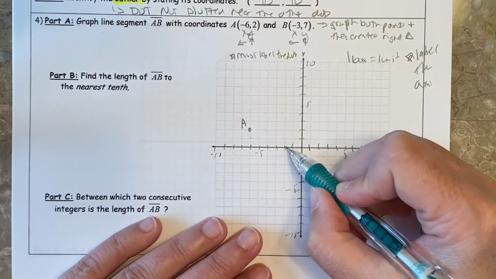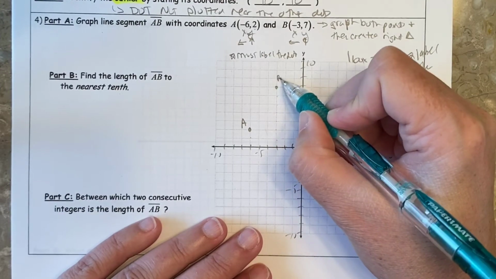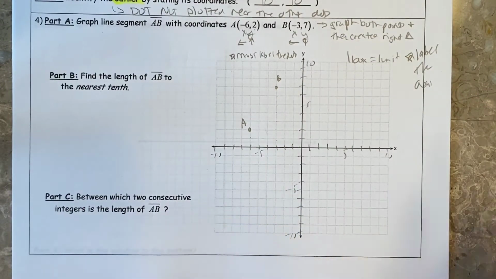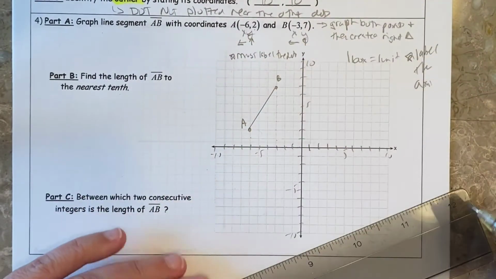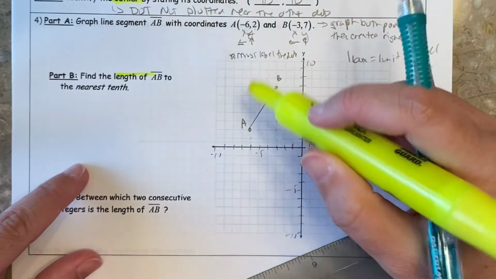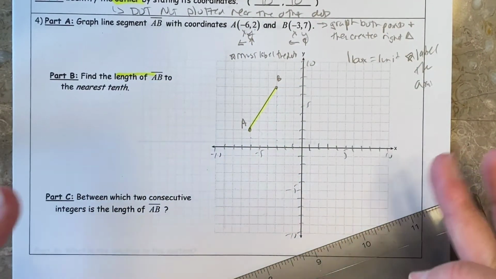So left 1, 2, 3, up 1, 2, 3, 4, 5, 6, 7. All right, so now go ahead and use that ruler, and you want to connect the dots and make a diagonal line. Now it does want us to find the length of this line. You do not know how to find the length of a diagonal line yet. You'll learn that in high school.